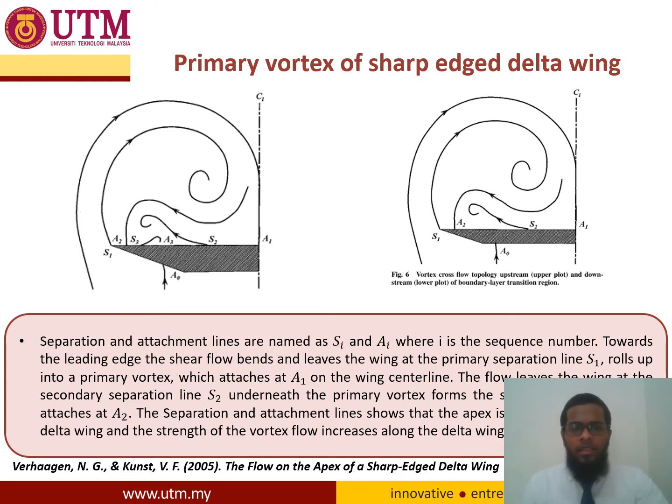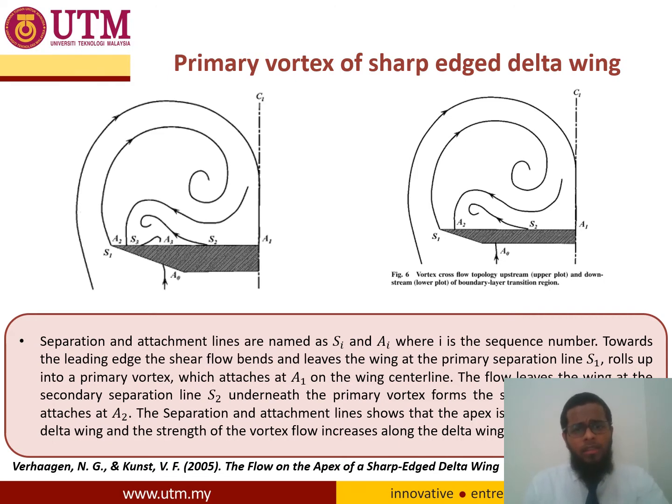As you can see, at the leading edge the shear flow leaves the wing at separation S1 and rolls up again and attaches at the A1 point, which is the primary vortex. Then the secondary vortex is formed because, underneath the primary vortex, the flow leaves at separation S2 and again attaches at A2, which forms the secondary vortex.